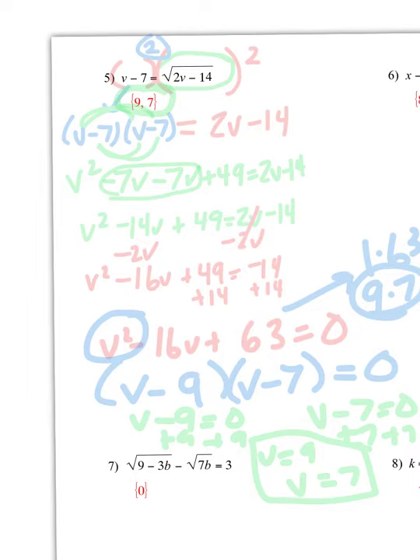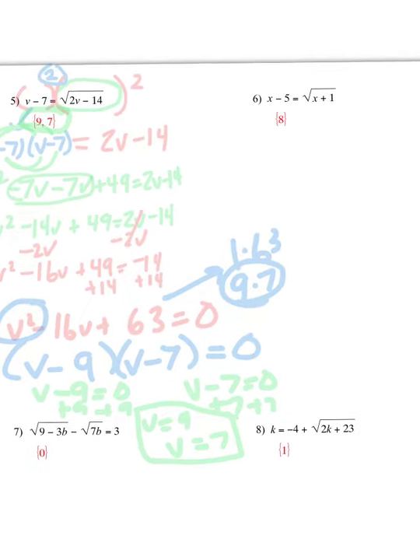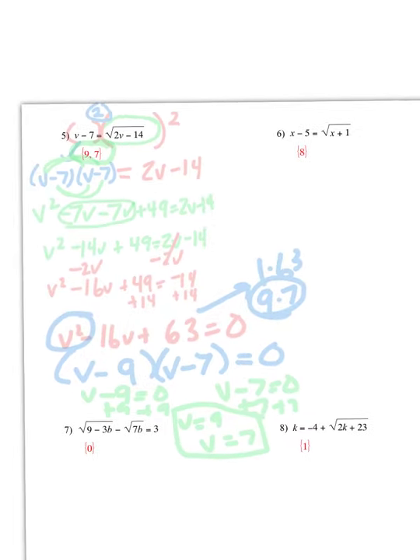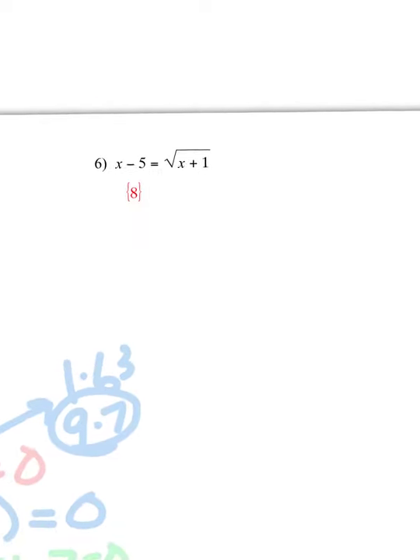So since both of these are listed as answers, what that means is if I take both 9 and 7 separately and substitute them back in, they both work. And we've practiced how to substitute already on the previous problem. So all you would have to do is substitute back in the 9 and the 7, respectively, into the v values, and they both would check out. Okay? Alright, number 6.